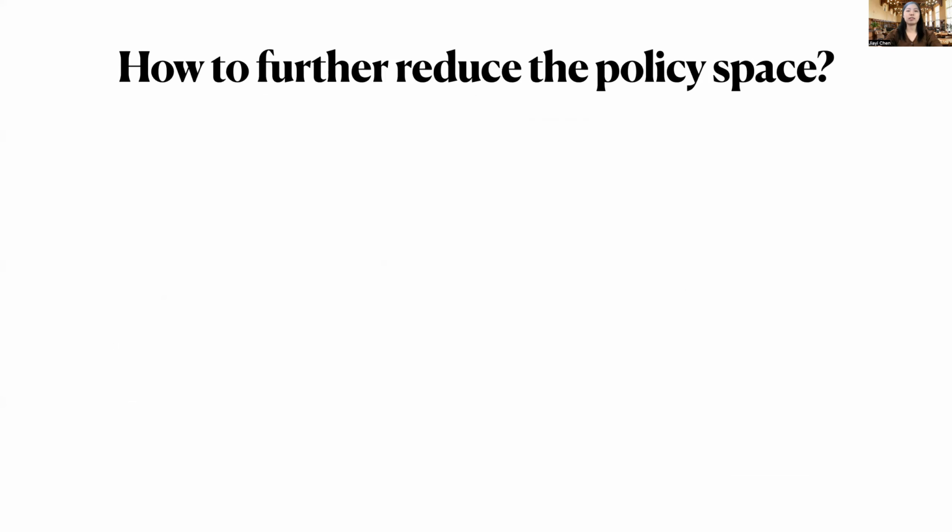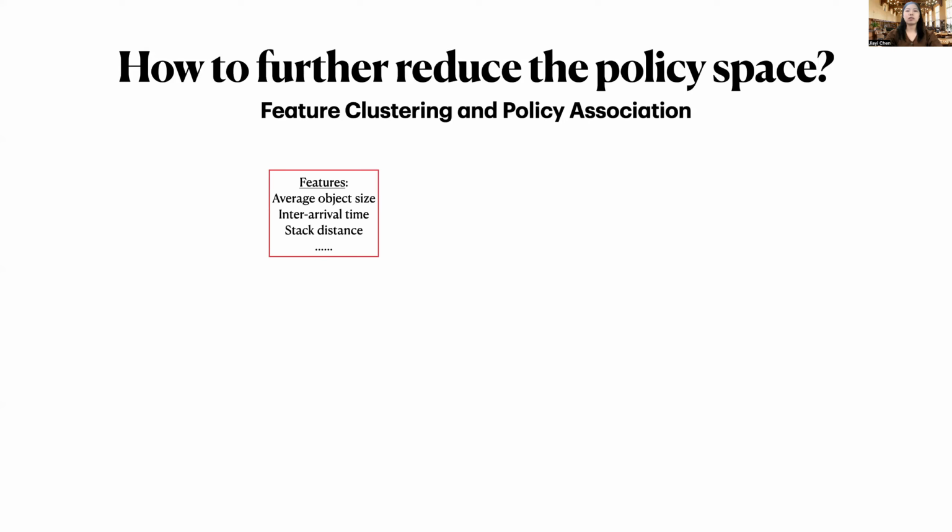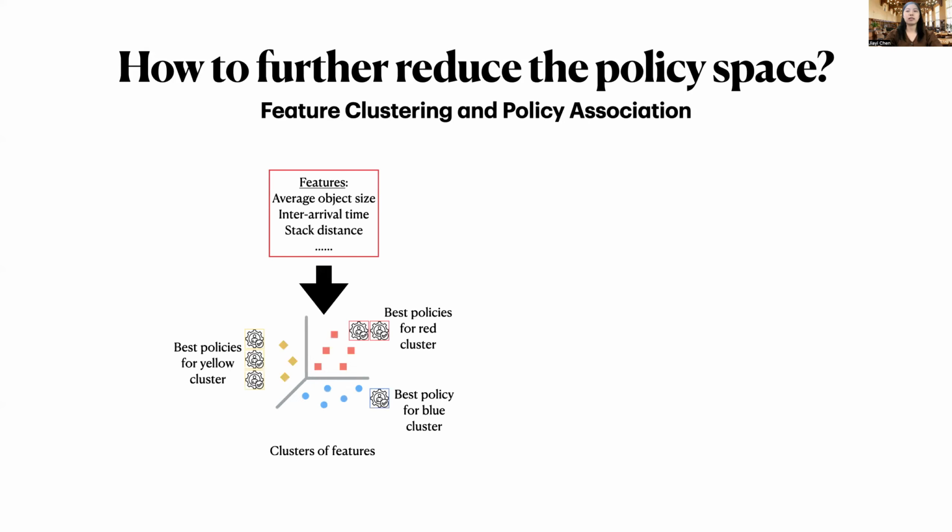Given the large number of potential policies, can we further reduce the policy space? We introduce feature clustering and policy association. We extract features from the current traffic and find the closest cluster of the features. Each cluster is labeled with good performing policies for traffic in this cluster. We only need to explore the corresponding policies of the cluster that the traffic belongs to, which greatly reduces the number of policies explored.